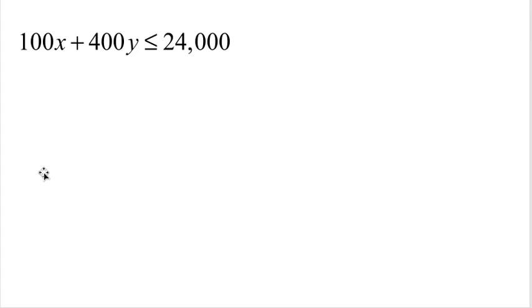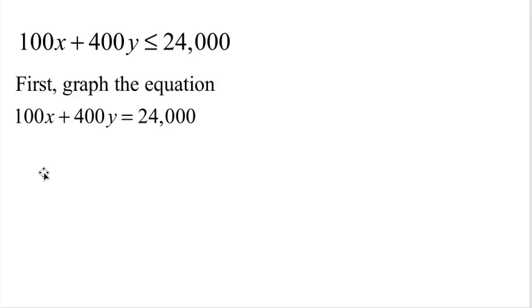So the first thing I want to do is graph the equation 100x plus 400y equals 24,000. So we're going to do that using our intercepts. So if x is 0, what is y? If y is 0, what is x, to get the equation? Once I have the equation, then I'll test points to see which way to shade.